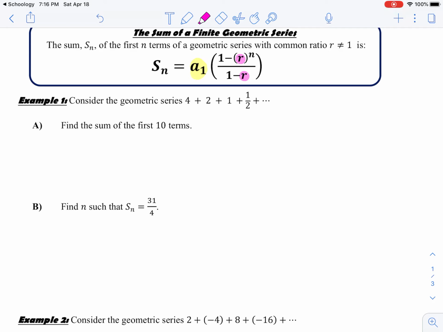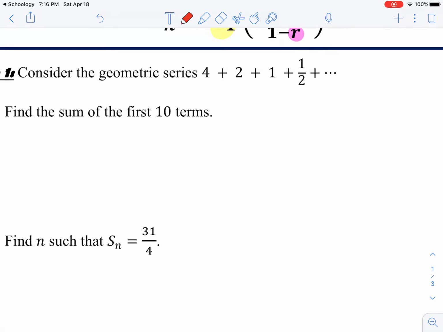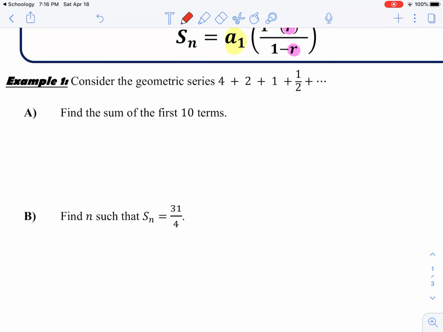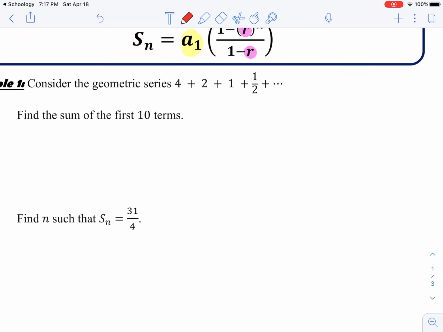All right. So consider the geometric series. I don't have to check to see if it's arithmetic or geometric because it says it's geometric. So first thing I want to do is read the questions being asked. Find the sum of the first 10 terms and then find n such that the sum is 31 over 4. So I want to find the number of terms in which when you add up all the terms, you get 31 over 4. That's what it's asking.